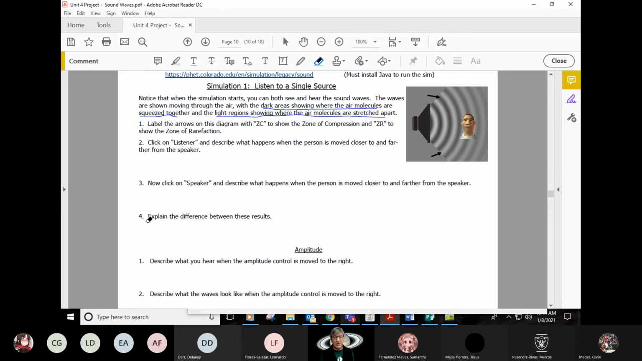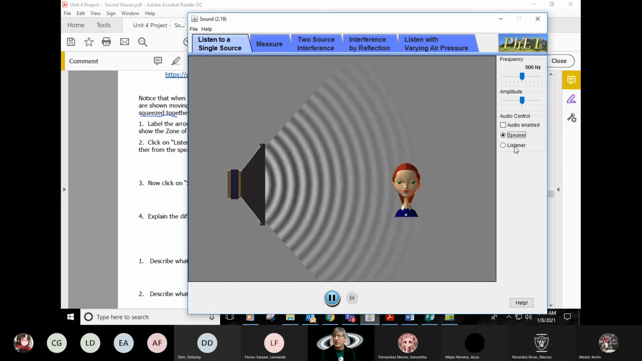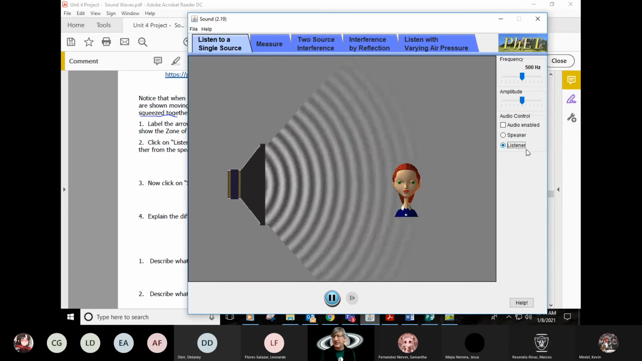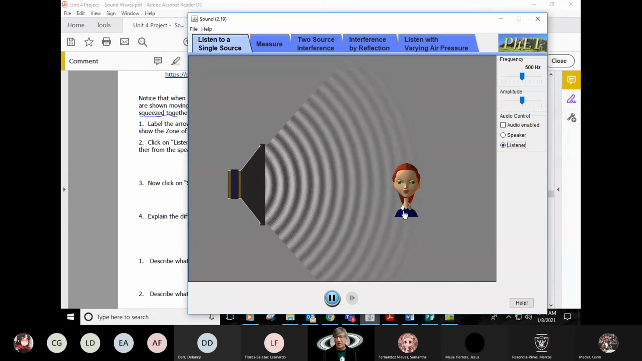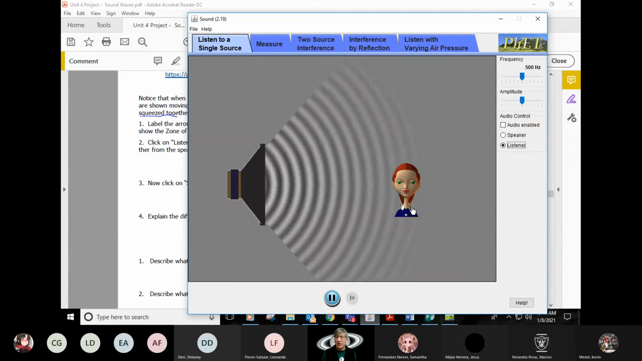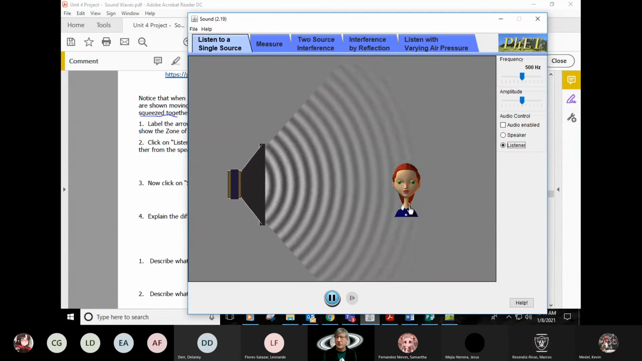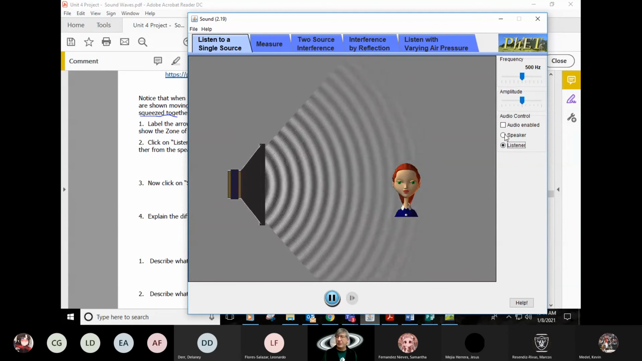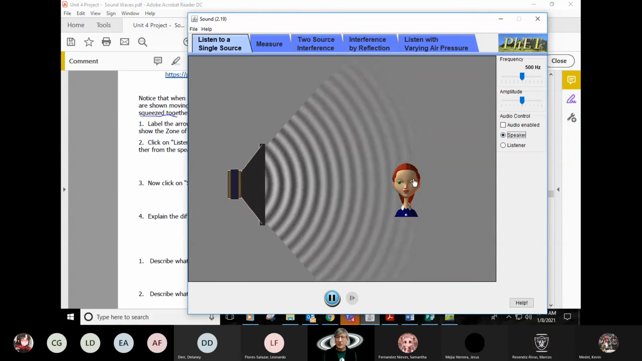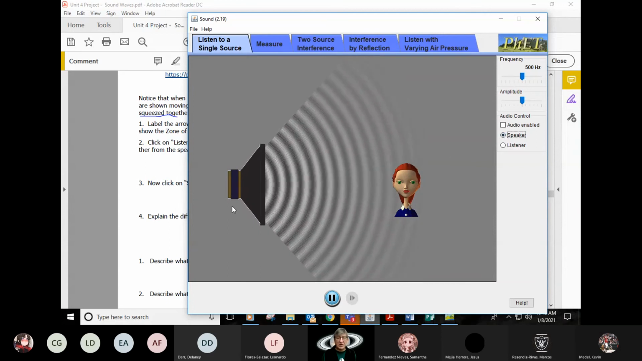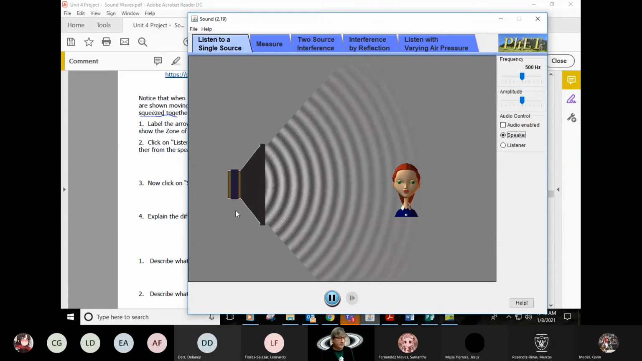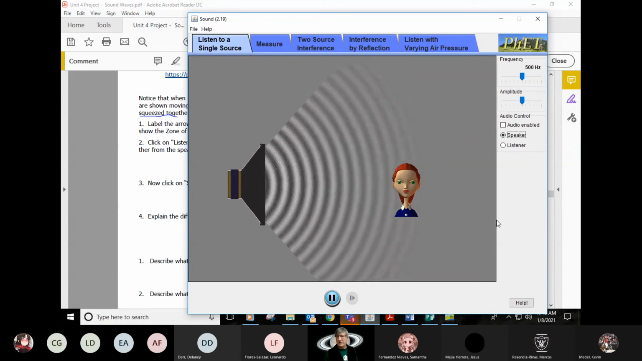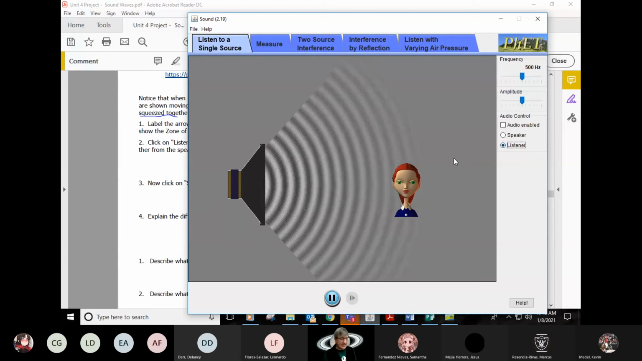When you're working on number 4, think about what I was saying about the microphone. Here, when I click on listener for question 2, the microphone is on her. It's like she has a microphone that she's wearing on her blouse. But for question 3, the microphone is next to the speaker. It doesn't matter where she is. I'll demonstrate this all again.